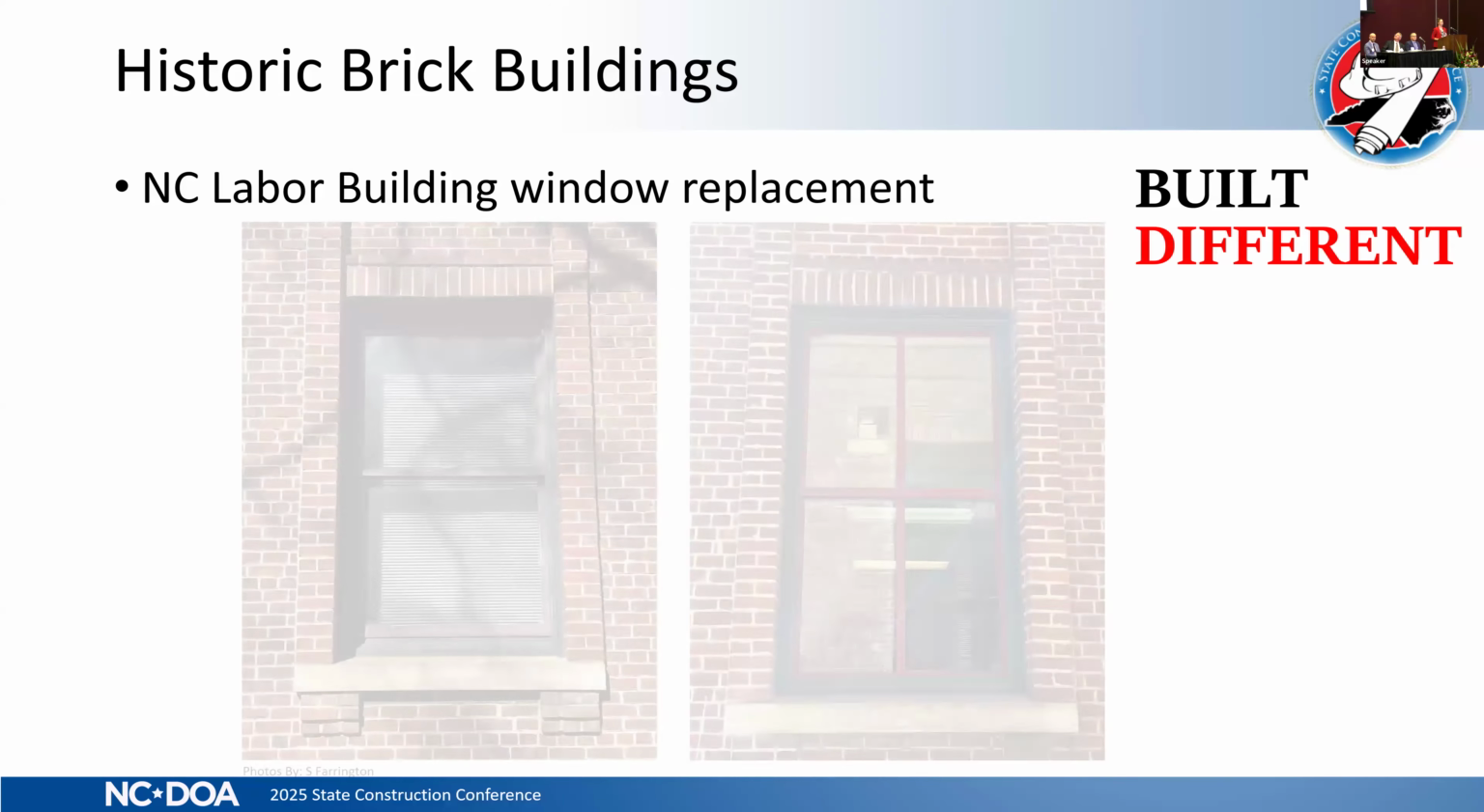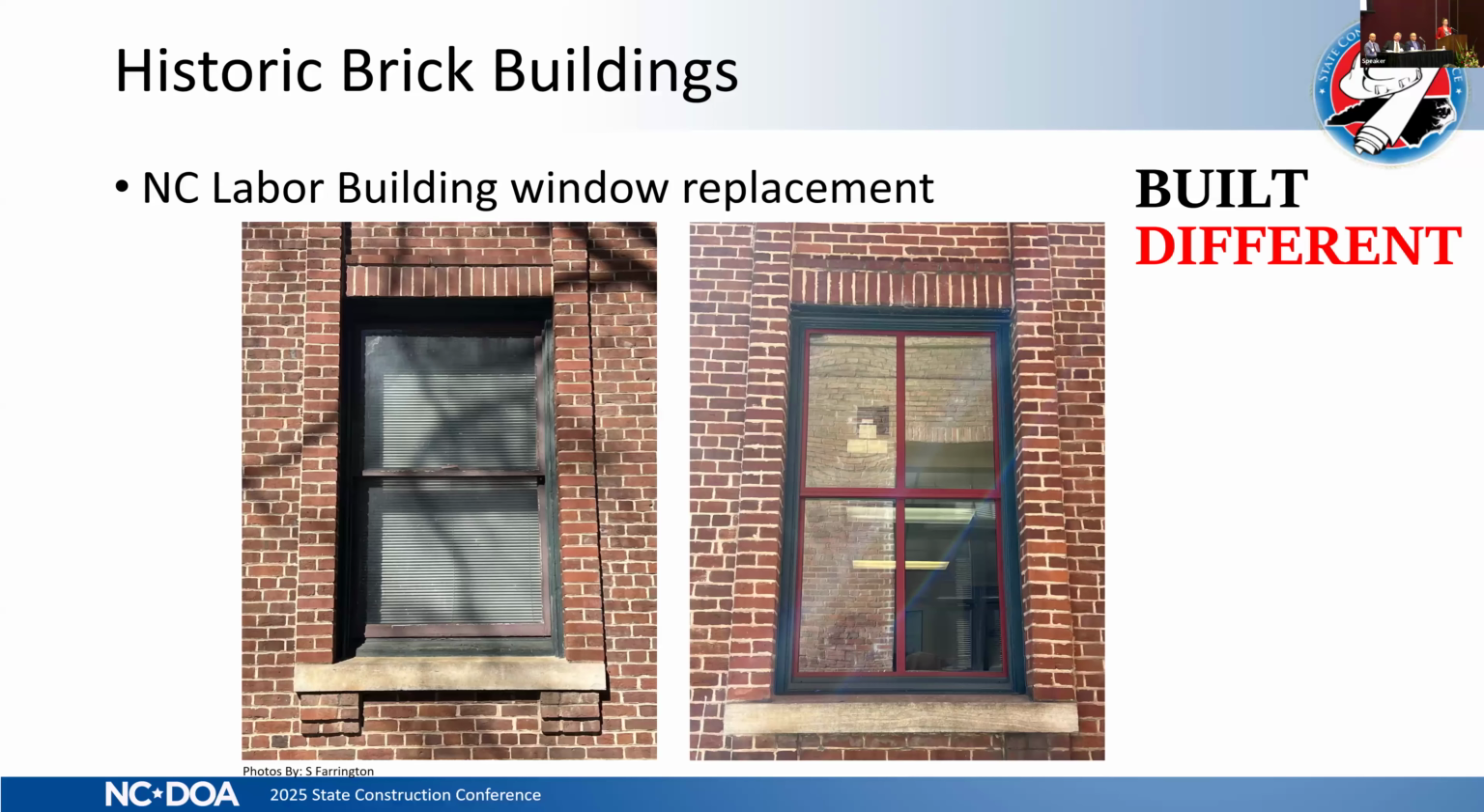The North Carolina Labor Building is currently undergoing a replacement project to replace the existing windows. We won't be getting into too many specifics about this project, but we will be using it as a general example for the topic of historic brick buildings being built different. The base design for the replacement of the windows had a general idea of remove the old, preserve what could be preserved, and install the new.